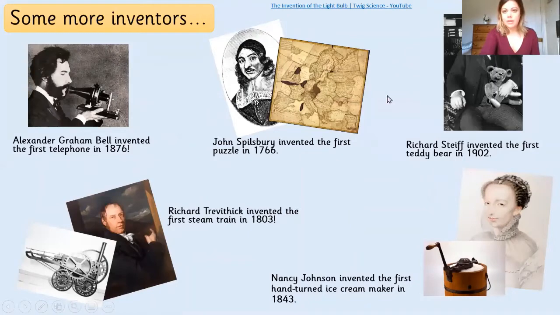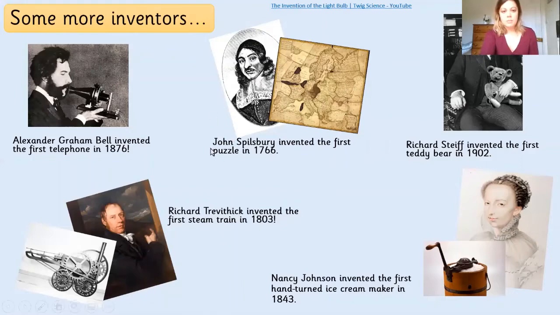So here are some more inventors. We have Alexander Graham Bell. Now, he invented the first telephone in 1876. Can you see that there? He's got this long tube that he speaks into and he holds it up there. Gosh, it's developed a lot since then, hasn't it? Can you imagine speaking to your family or friends, holding that right up to your mouth? Must have been very heavy.